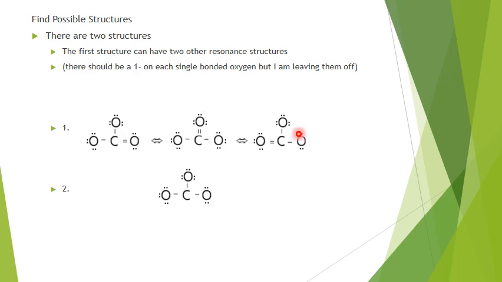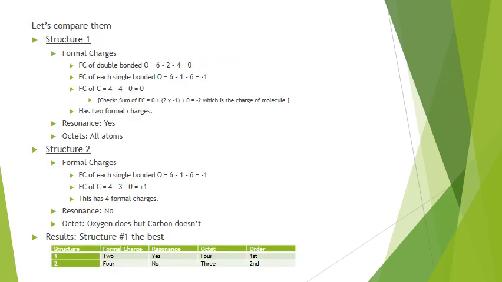Okay, there are two more structures. First of all, the structure we just had, it can have resonance, where the double bond can be here, here, or here. So this structure can have 3 resonance structures. And then you can have another case where all 3 of the double bonds come out. And you get this case right here. Right, what we want to do now is try to see, based on formal charge, resonance, and octet, which one of these 2 structures is the best.